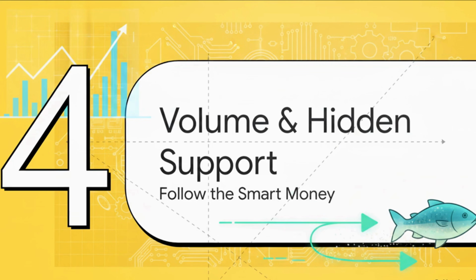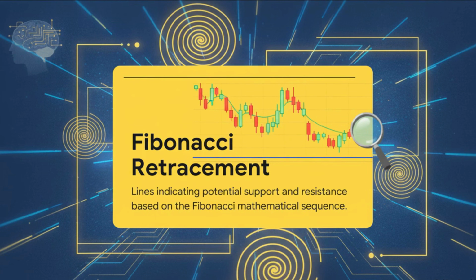Okay, Section 4. Volume and hidden support. We're going to shift gears a bit and focus on the blueprint of the market, revealing hidden support levels and tracking what the institutional smart money is really up to. One of the absolute most fascinating tools in technical analysis is the Fibonacci retracement. When a market is trending, it almost never moves in a straight line, right? It pulls back. Well, the Fibonacci tool draws this hidden structural blueprint over your chart based on a naturally occurring mathematical sequence. It essentially gives you a roadmap pointing out the exact horizontal levels where a pullback is most likely to end so the original trend can resume.